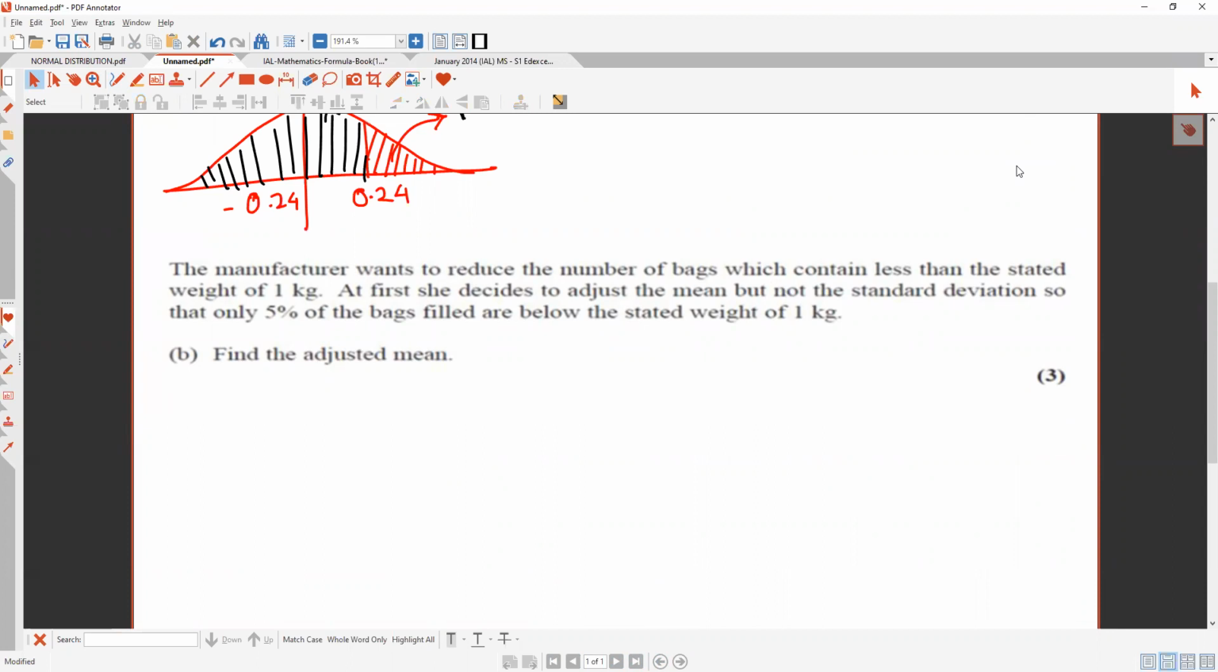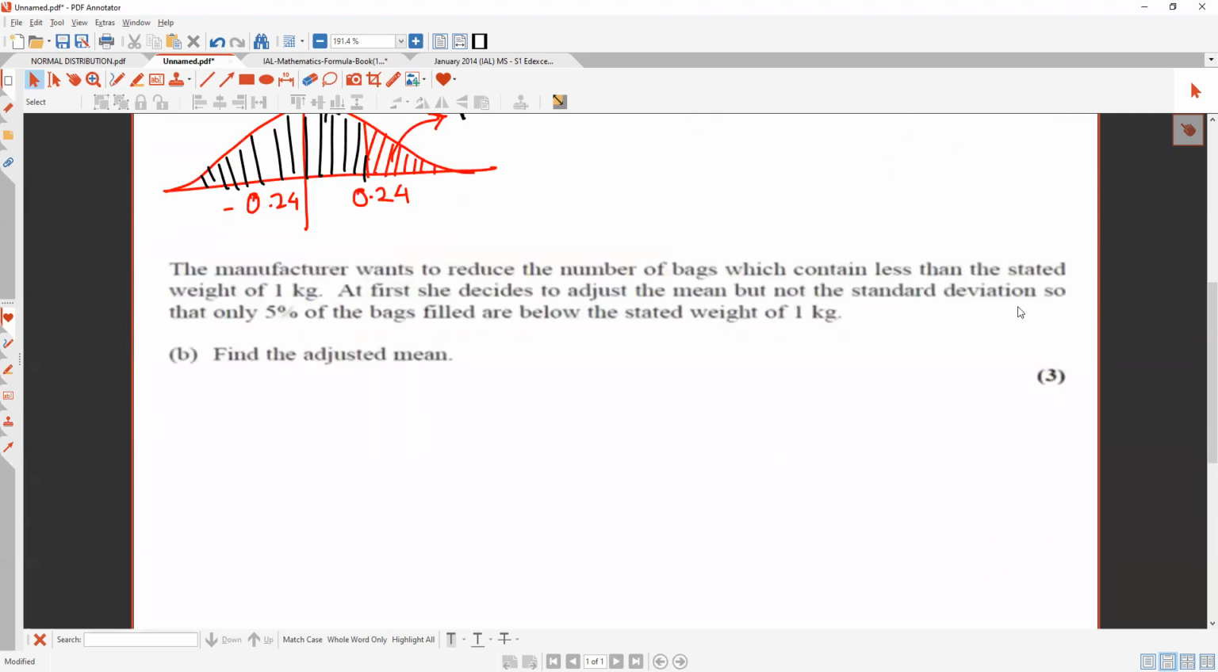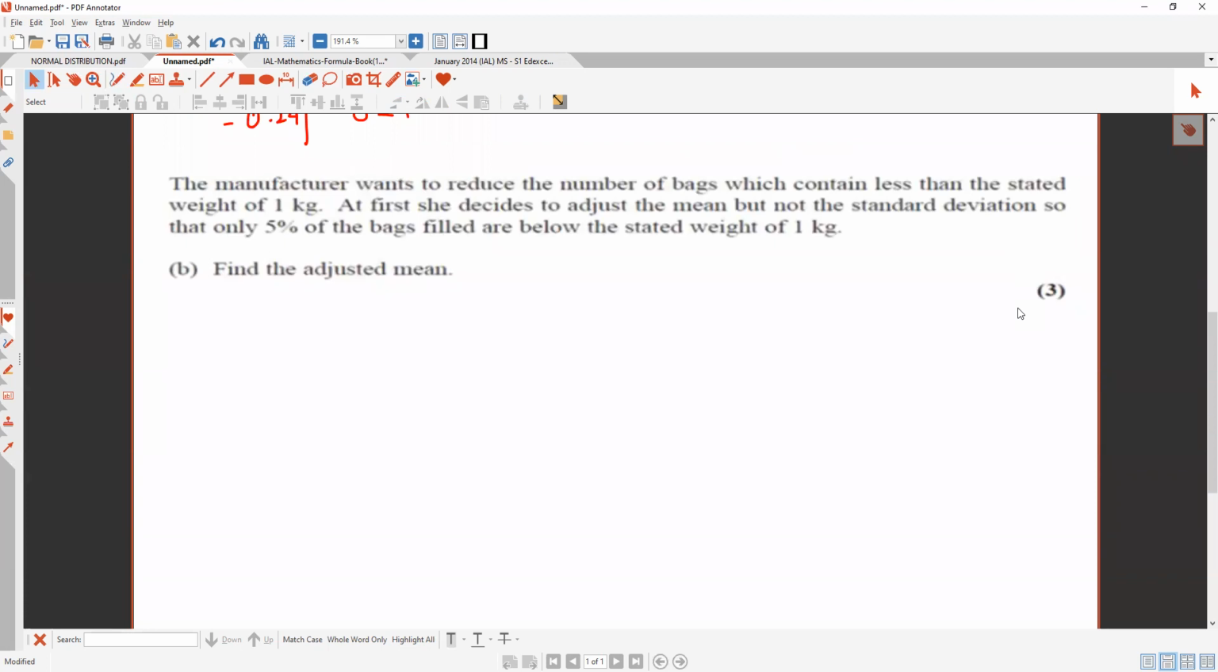The manufacturer wants to reduce the number of bags which contain less than the stated weight of 1 kg. At first, she decides to adjust the mean. So the mean is going to change, but not the standard deviation. The standard deviation will be like before, 0.17, so that only 5%, which means the probability is 0.05. Remember that.